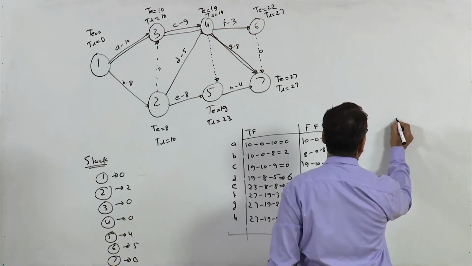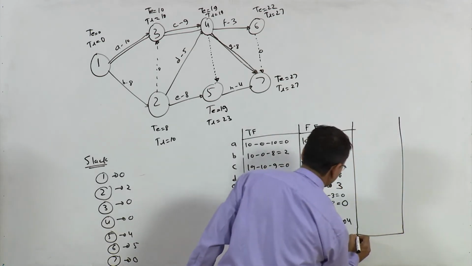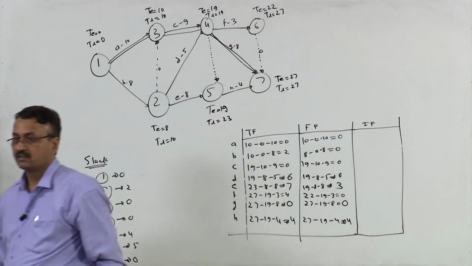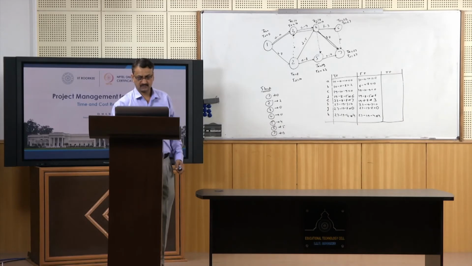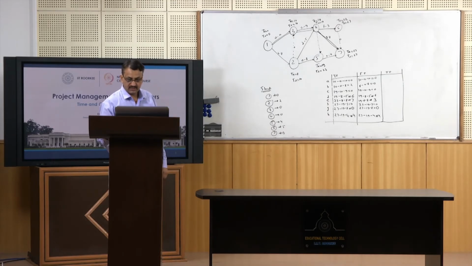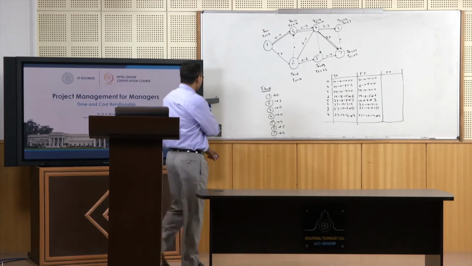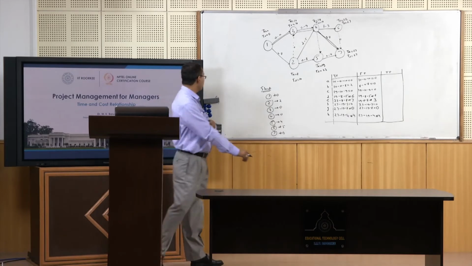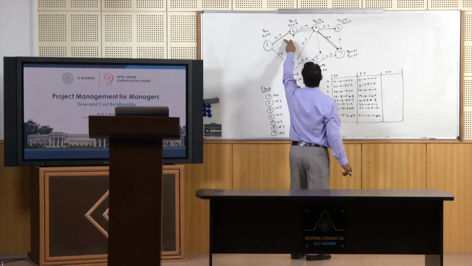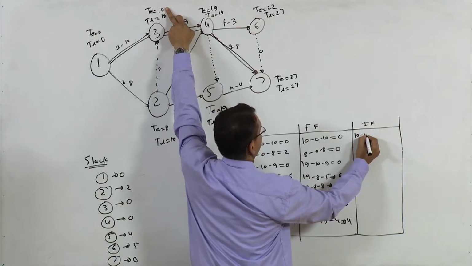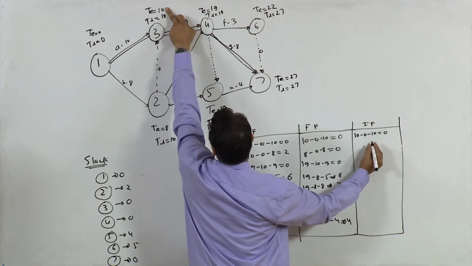Let us calculate independent float, IF. And IF is what? IF is TEJ minus TLI, so TE of the successor event and TL of the preceding event. So TE minus TL, right? For A, TE minus TL, this is 10 minus 0 minus 10, this is 0.